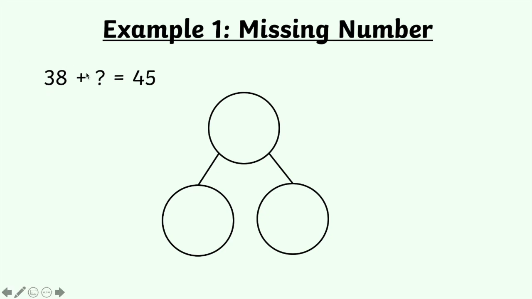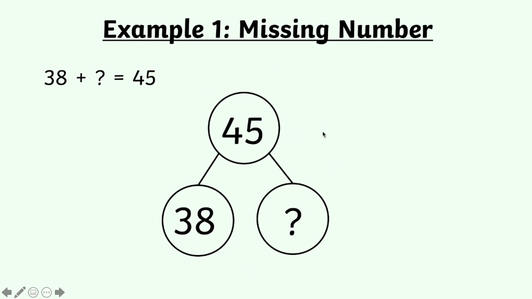38 add something equals 45. Now by putting these numbers into a part-whole model, we can really see what's happening and we can work out what we need to do to help us work out this missing number. So 45 is my whole. That's what I have altogether, my biggest number. And my two parts are 38 and something. 38 add something equals 45.